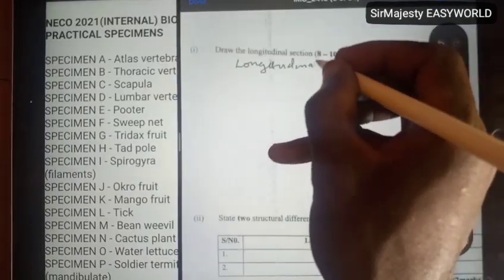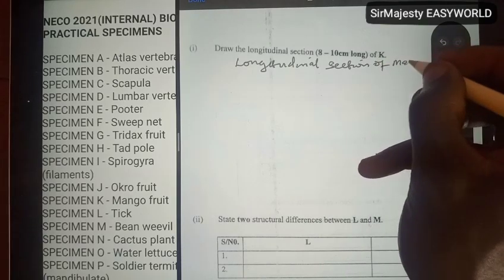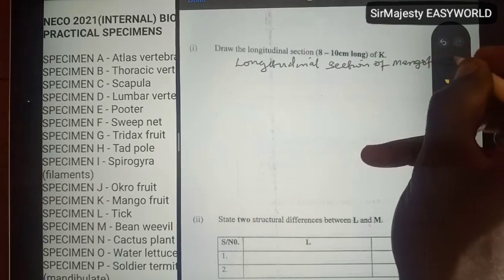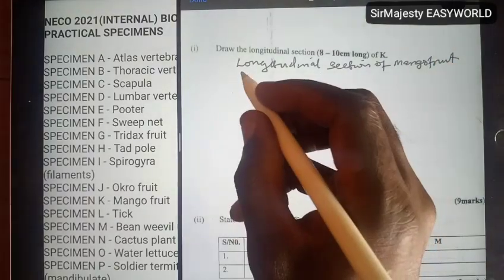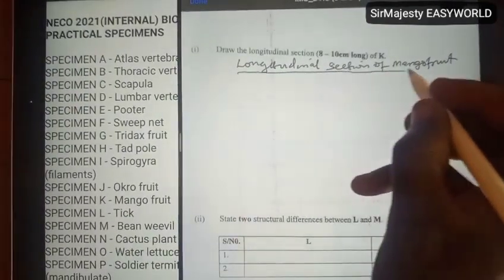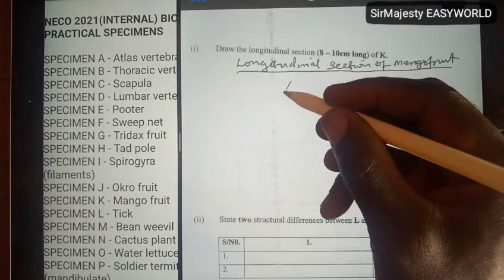Longitudinal section of mango fruit. Okay, longitudinal section of mango fruit. Because I used small letter, I have to underline. Then in the drawing, what's the secret? Make an oval shape.